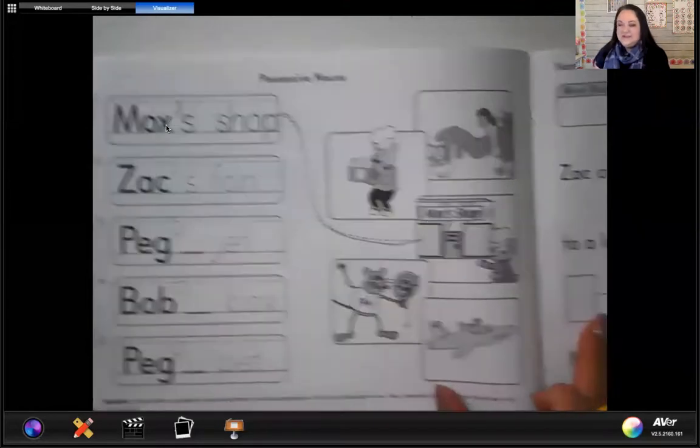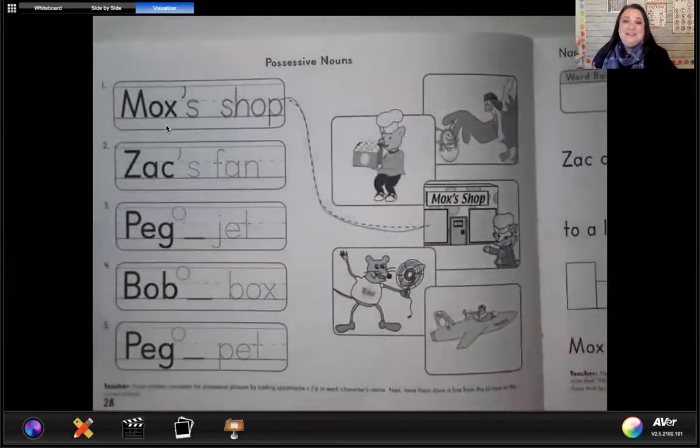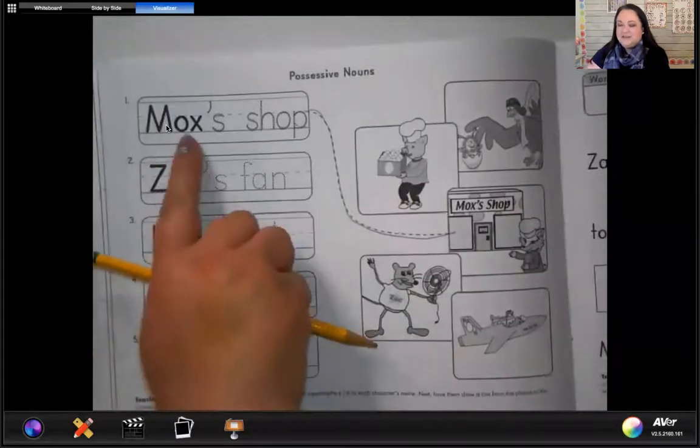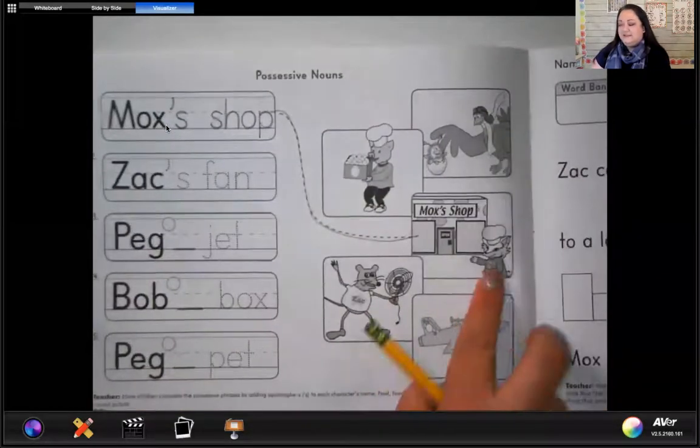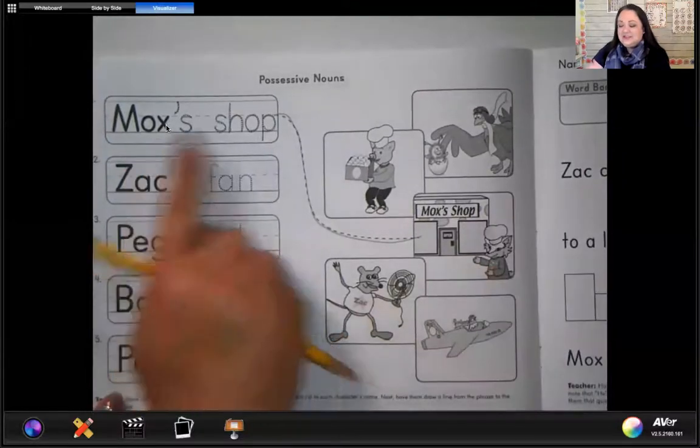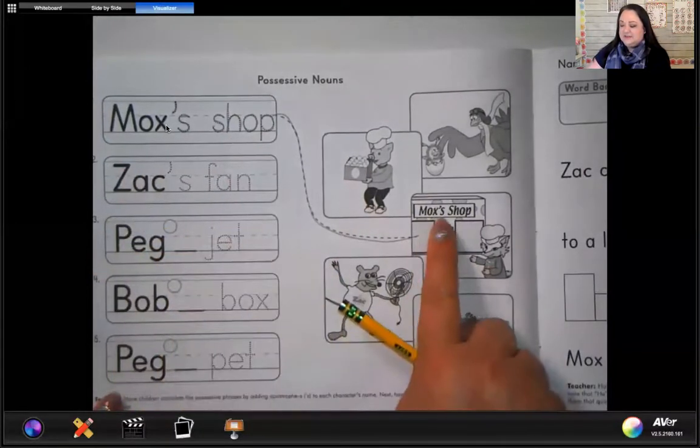All right, so today we're going to talk about something called possessive nouns. That sounds like a really big word, but what it really means is we're just showing that things belong to somebody. So let me give you an example. Up here, we have the word Mox. So remember Mox, the fox in our stories that we've been reading, okay? So Mox has a shop, and down here it says Mox's shop.